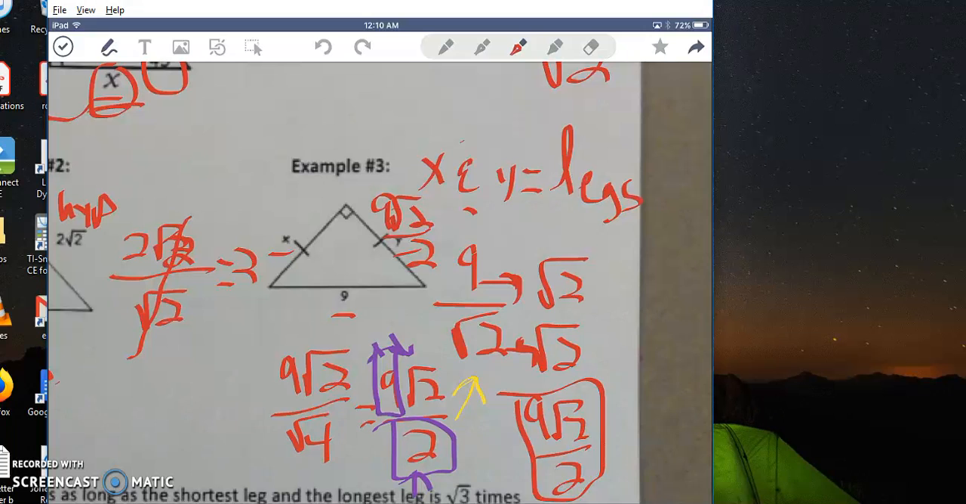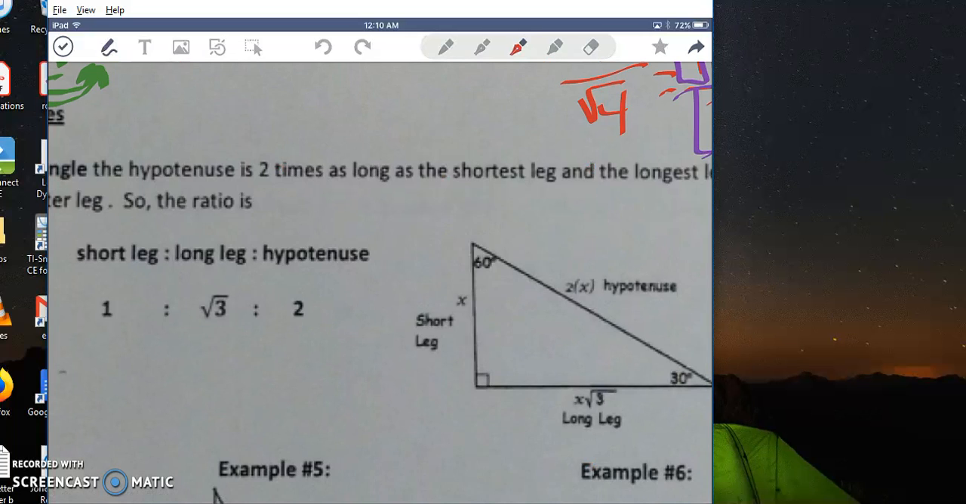Okay, and of course it being a 45, 45, 90, you're going to do that on both sides. So both answers are going to be 9 radical 2 over 2. The 30, 60, 90 may be a little bit tougher to do.